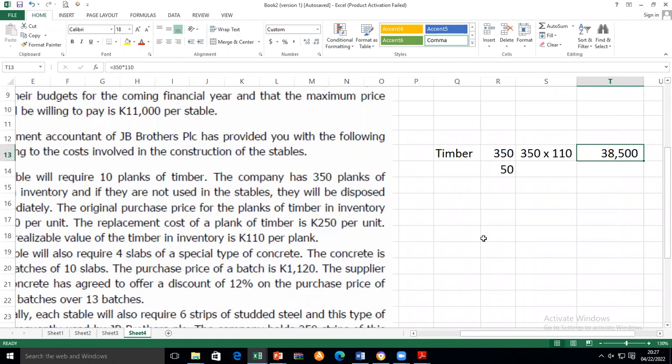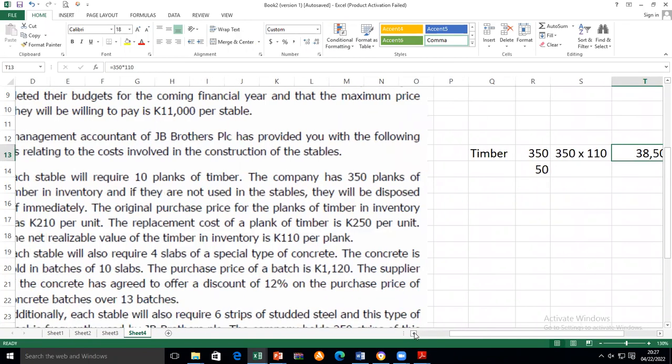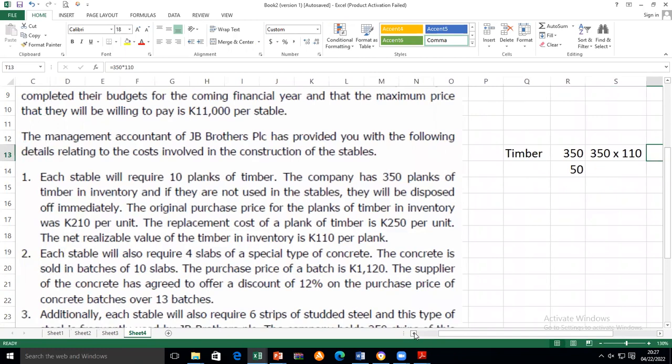Of the 50, do we have them? No. So what are we going to do? We have to buy them. When you go to the shops, what's the price now? 210. When you go to the shops, what do you find them at? 210, 250.